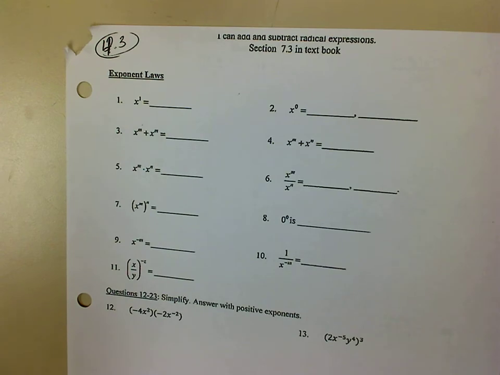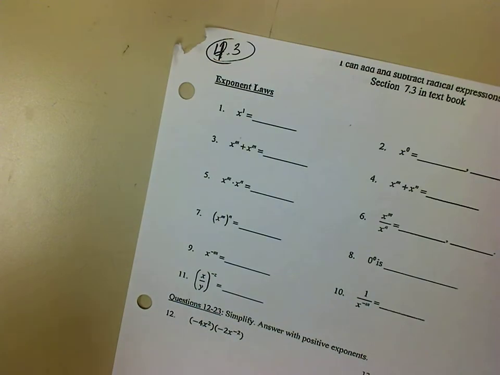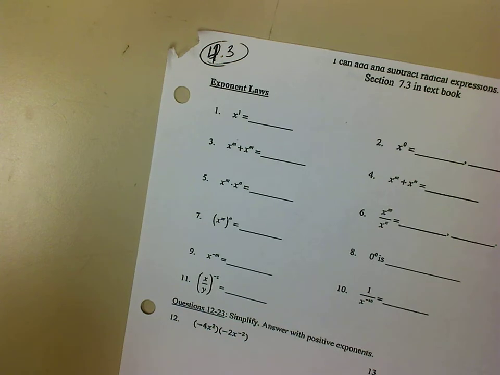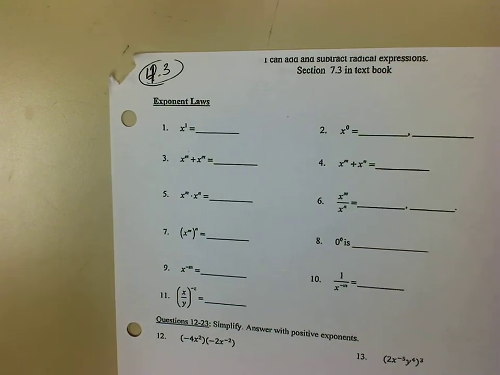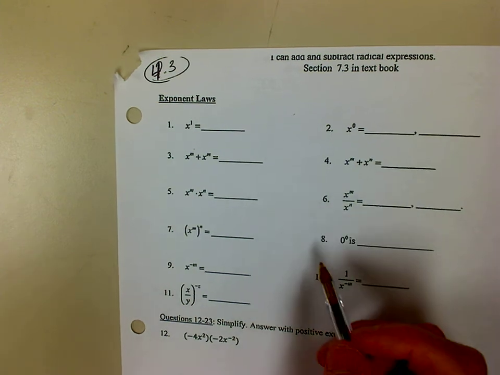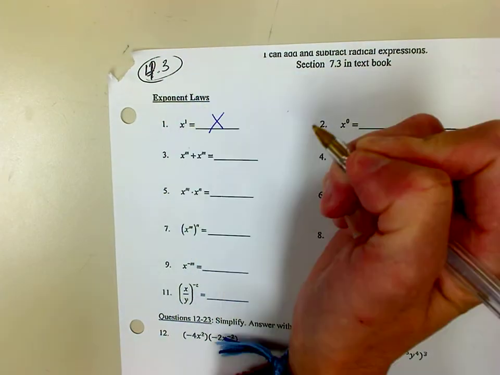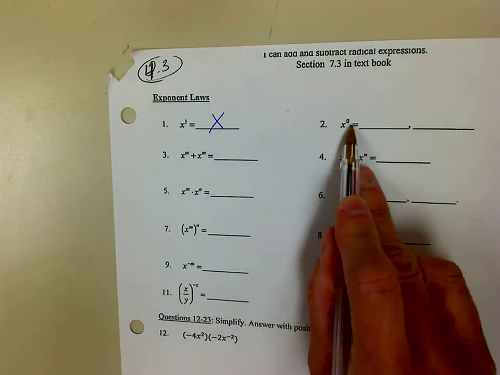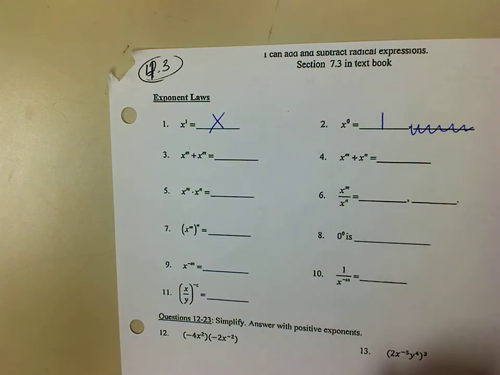All right, today's lesson, which is 4.3, is over exponent rules. So first I need to probably fill this in at the top so you know what the rules are. So anything to the first power is itself. So x to the first power is x. Anything to the 0 power is 1. You can cross off that second blank there.